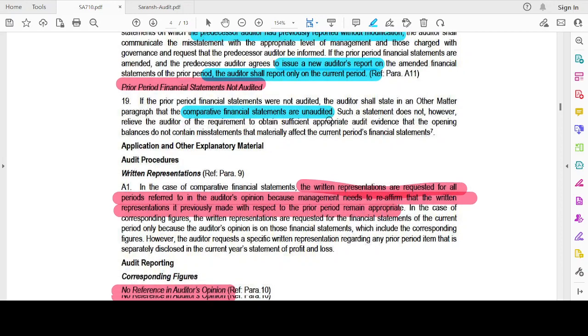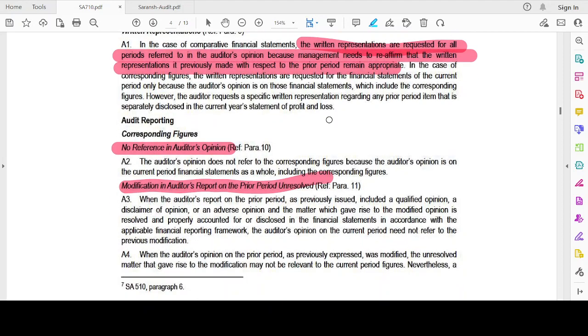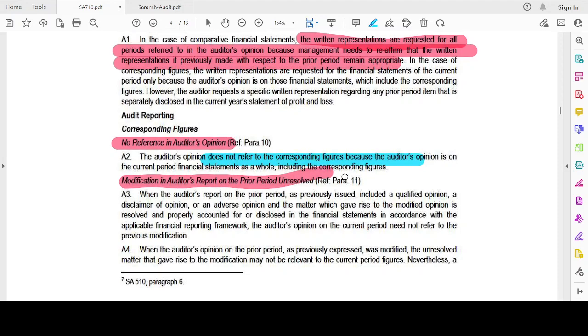Now, written representation, everywhere I have to get it right. I have to get the written representation to make the management responsible, and also to reaffirm that the written representations issued previously for the prior period are still valid. Okay. Now, the auditor's opinion does not refer to the corresponding figures because the auditor's opinion on the current period financial statements as a whole includes the corresponding figures.